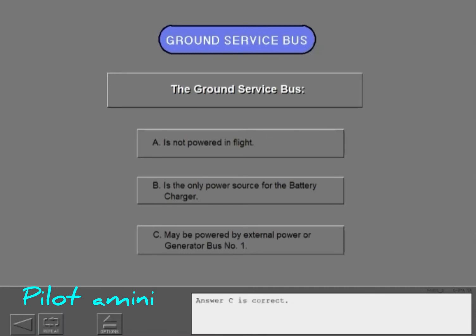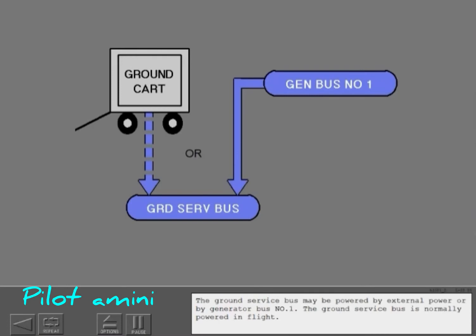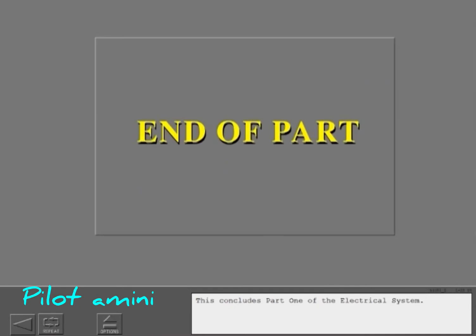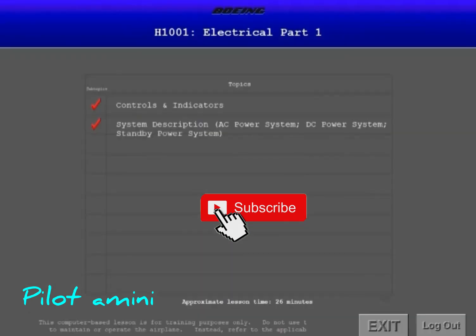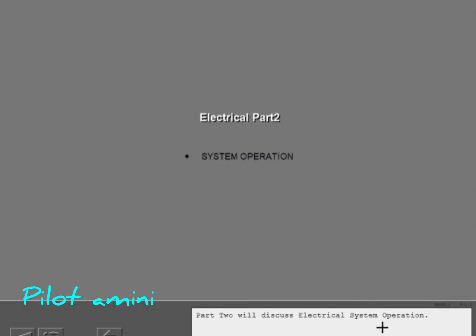Answer C is correct. The ground service bus may be powered by external power or by generator bus number 1. The ground service bus is normally powered in flight. This concludes Part 1 of the electrical system. Part 2 will discuss electrical system operation.